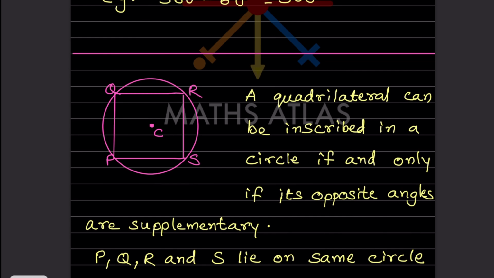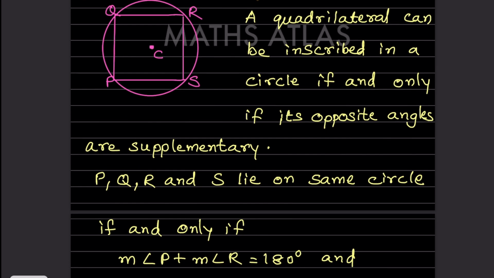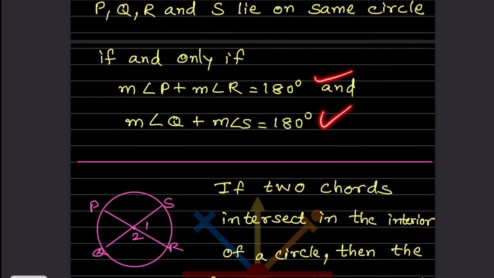So now here, this is a quadrilateral and it is inscribed in a circle, which means it is in a circle. A quadrilateral can be inscribed in a circle if and only if its opposite angles are supplementary. These are the opposite angles. So this plus this is going to be 180. Supplementary means 180. This and this, the opposite ones, are supplementary. So here PQRS lie on the same circle if and only if measure angle P plus measure angle R is 180 degrees, and measure angle Q plus measure angle S is 180 degrees. This is what is written over here.